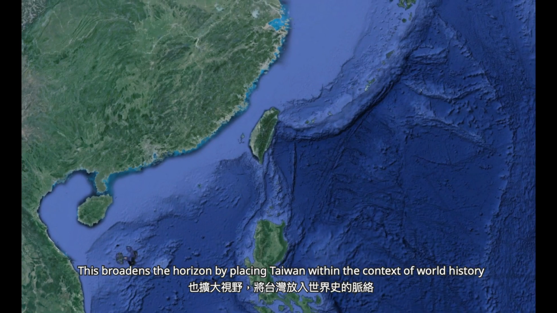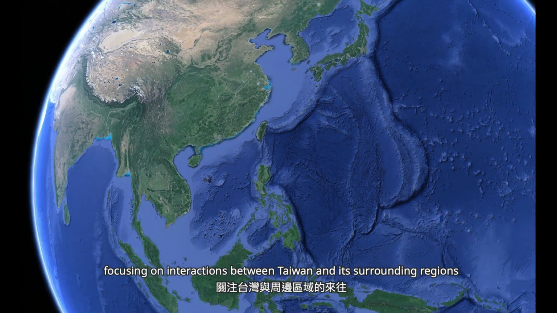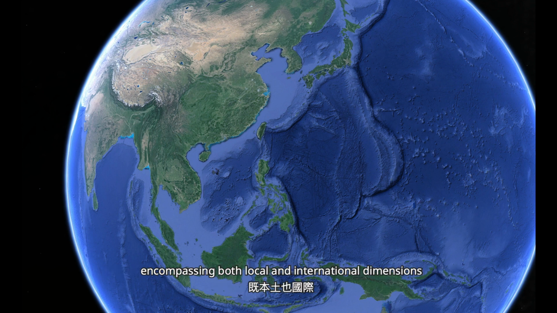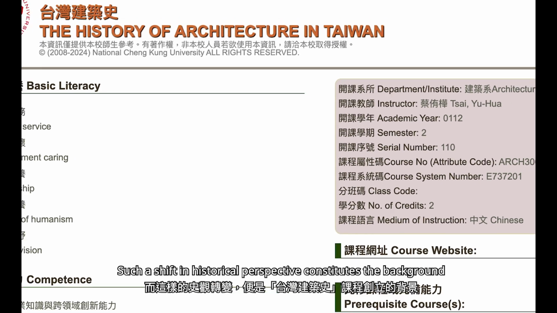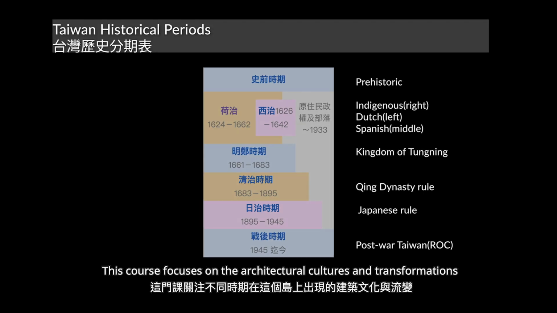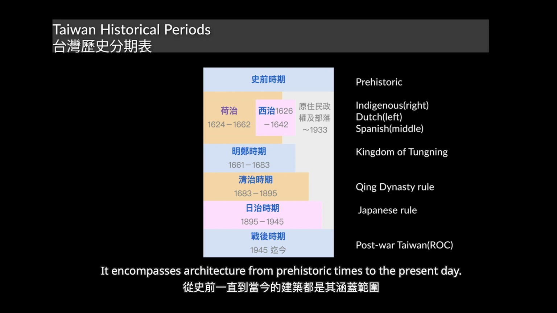This broadens the horizon by placing Taiwan within the context of world history, focusing on interactions between Taiwan and its surrounding regions, encompassing both local and international dimensions. Such a shift in historical perspective constitutes the background for the establishment of the course History of Architecture in Taiwan. This course focuses on the architectural cultures and transformations that have occurred on this island throughout different periods. It encompasses architecture from prehistoric times to the present day.